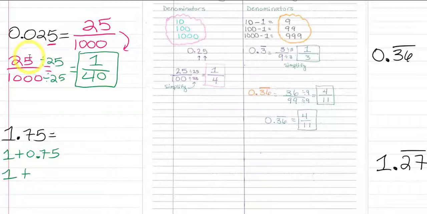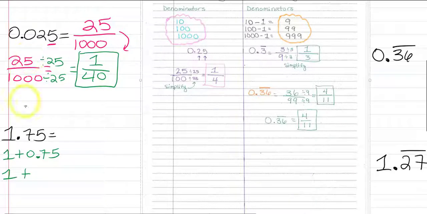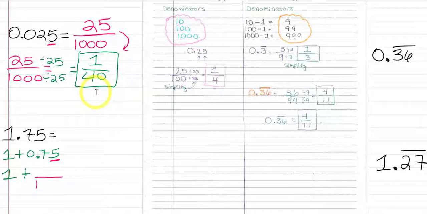So how do we change 0.75 to a fraction? Again, take a look. There's my decimal. The decimal is before the 7. And then I have a 7 and a 5. My last digit is a 5. What place value is that in? Tenths, hundredths. It's in the hundredths place. So my denominator is going to be 100, with 75 in the numerator.